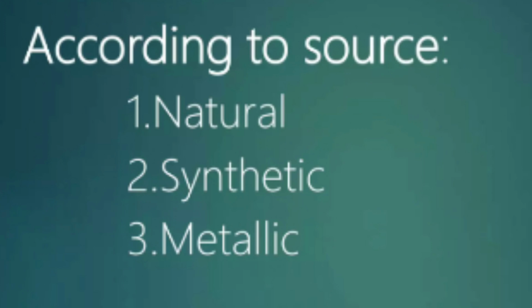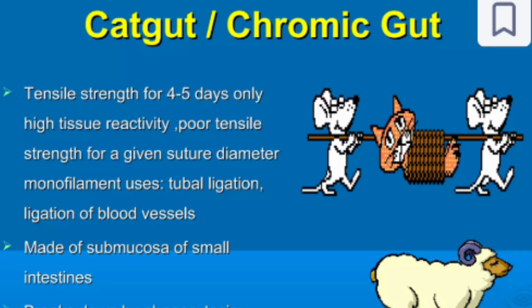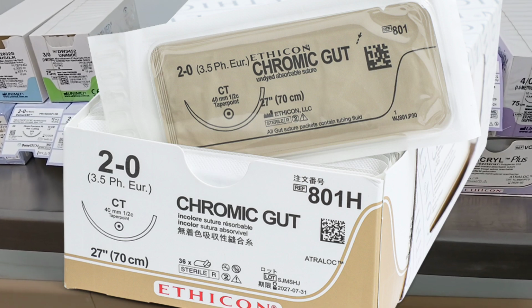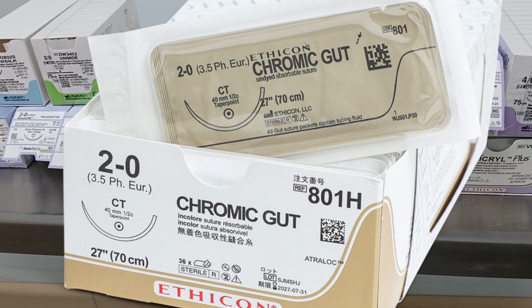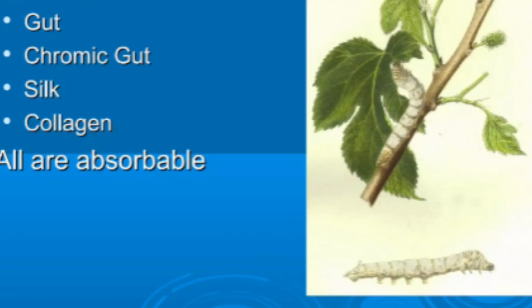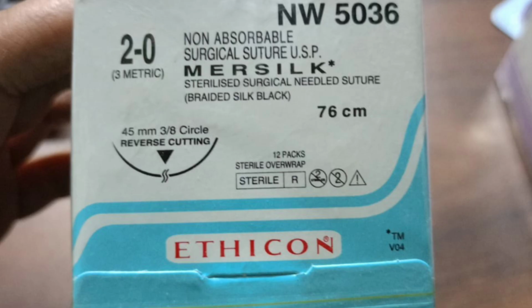Natural, how do we get it? From animals we get the suture material, for example sheep and goat. From the intestine we get the suture material. What kind of suture do we get? Chromic catgut. And silk, from where do we get it? From the silkworm. So from the silkworm we get the silk.